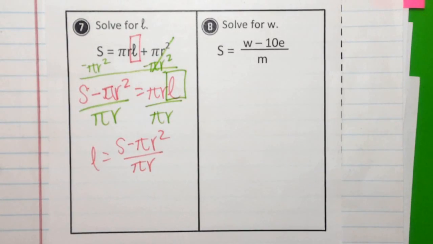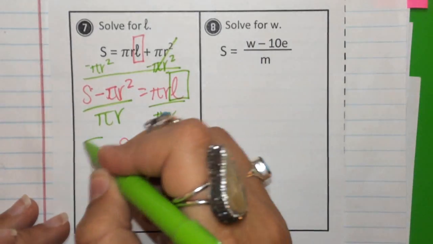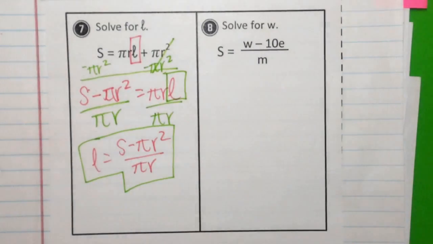Yes, no, maybe so? Can you try number 8 without me? Pretty please. Try number 8, and I'll try to give you time to finish while I write your homework down.